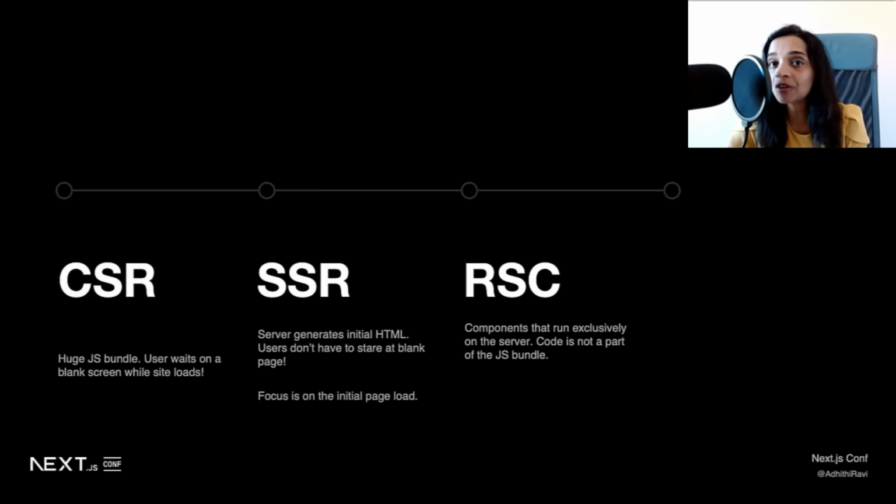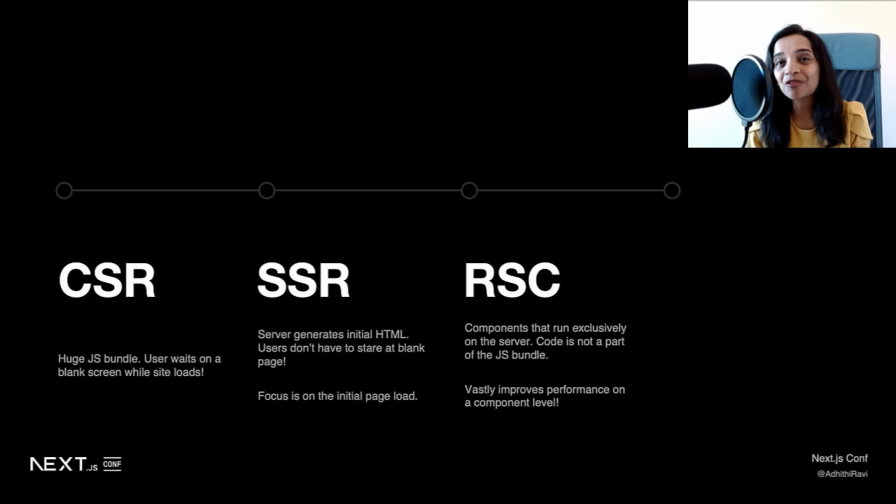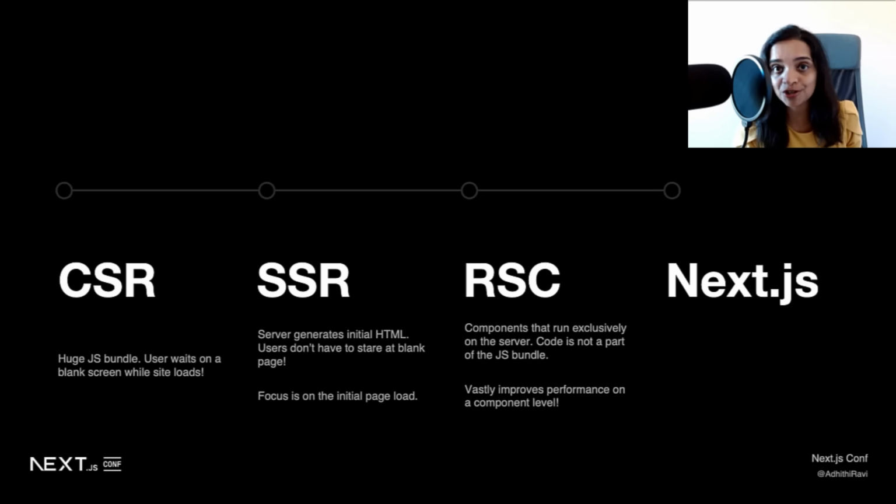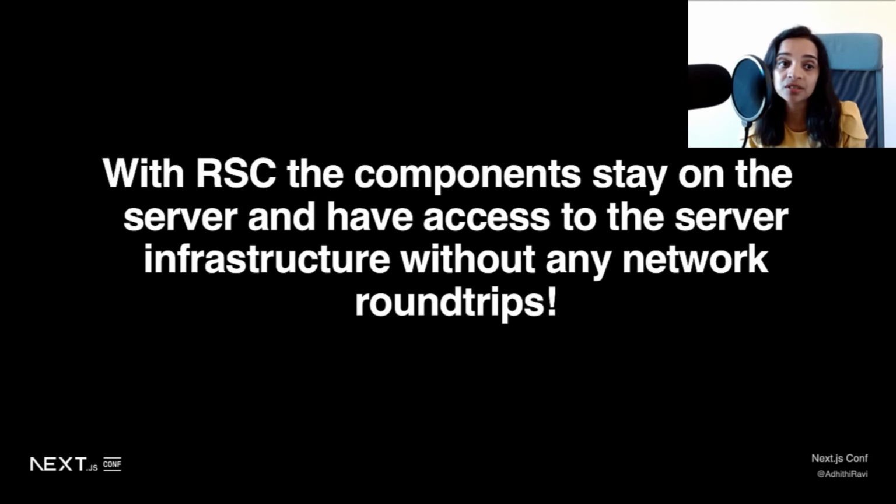The code is not part of the JavaScript bundle at all, and it vastly improves the performance at each component level. You have the choice to make each component either a server component that lives on the server or a client component. With Next.js 13, we can now implement React Server Components within our production applications, and Next.js 13 does the heavy lifting of streaming and taking care of rendering these server components. What's cool with React Server Components is that you stay on the server and have access to the server infrastructure pretty much without any network round trips. So this is a big win in terms of performance.